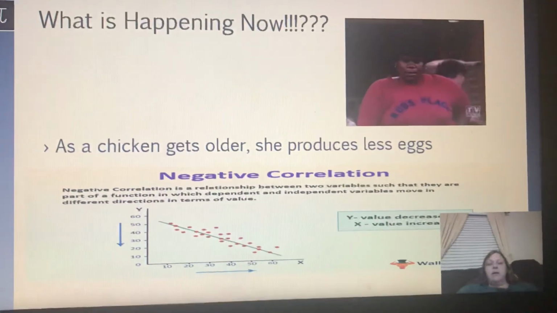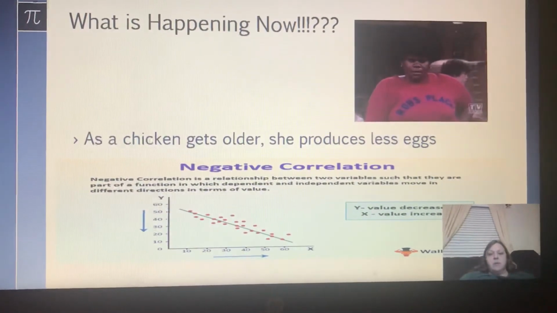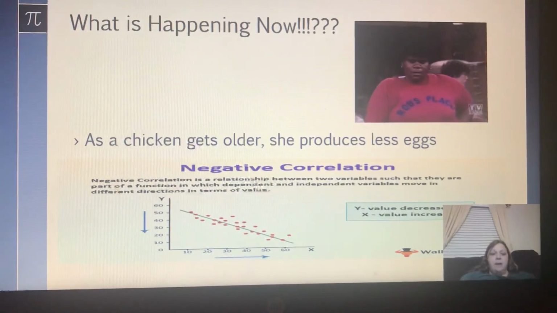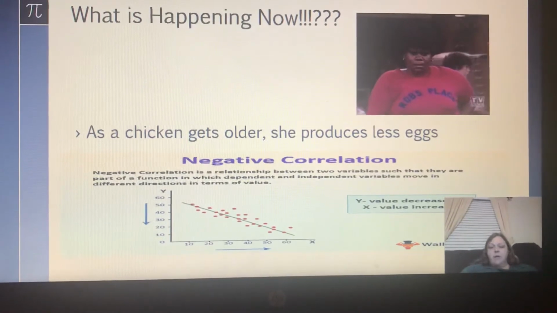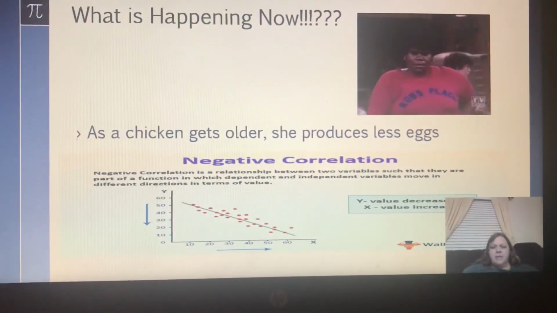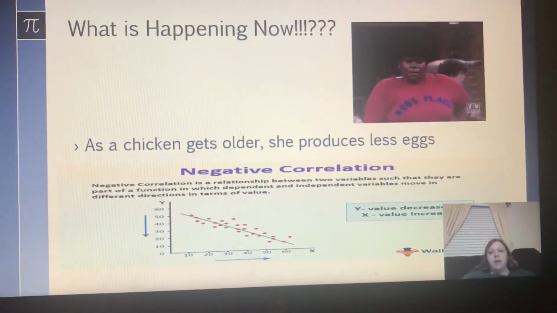This is an example of a negative correlation. The older the chicken gets, she produces less eggs. At about 12, 13 years old, looks like she's producing about 55 eggs. And then if you go down all the way to the right, once she gets 60, she's only doing like 10 eggs a year. So that's what a negative correlation would look like.